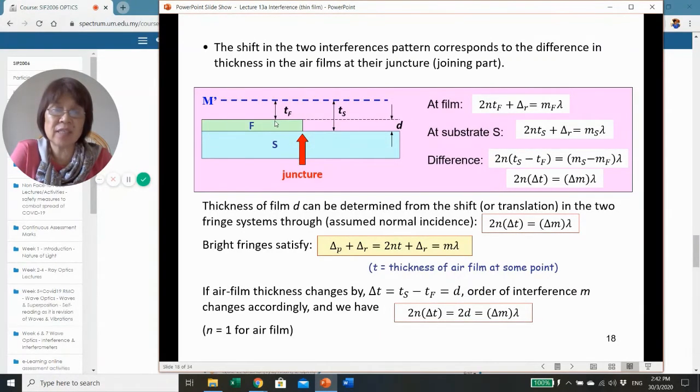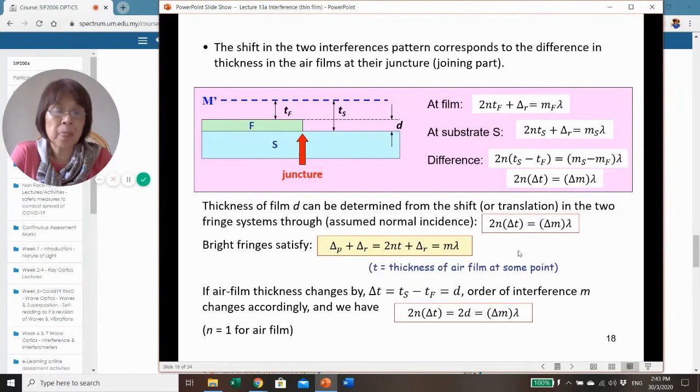Now, here is air, so definitely the refractive index is higher. Anyway, both of these will have the same relative phase shift. This will be equal to this. So taking the difference, that will give us 2n (Ts minus Tf) equals (Ms minus Mf) lambda. Now Ms minus Mf is actually the shift in the fringe. And Ts minus Tf is the difference in the thickness, which will give you D. So from this one here, delta T is equal to D.